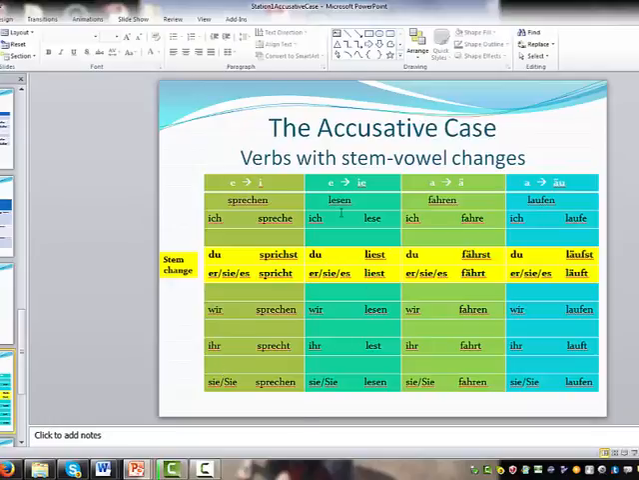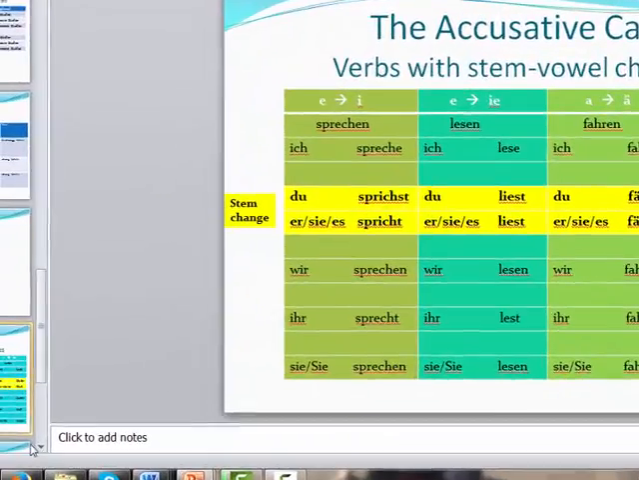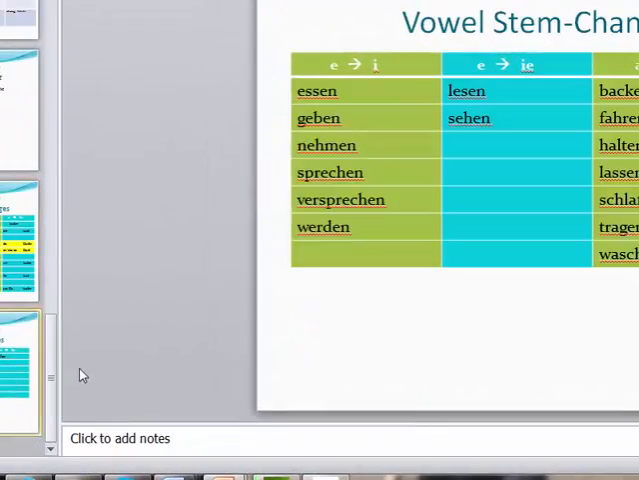Okay, so here we have verbs with stem vowel changes, and there are four common groups: E to I, E to IE, A to Ä, and this actually should be AU to ÄU with the umlaut. Sprechen, lesen, fahren, laufen. Okay? These are the most commonly used verbs with these.